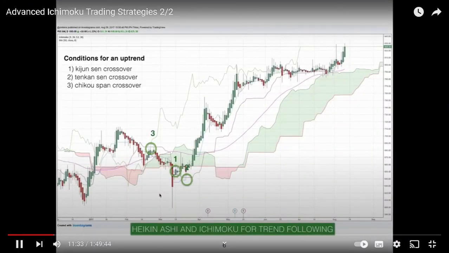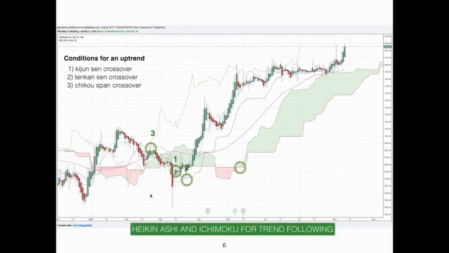Third, a Chikou span crossover. Fourth, a Kumo twist. Fifth, a Kumo breakout. So once we've satisfied all these conditions, we are able to enter the position. So we enter here.